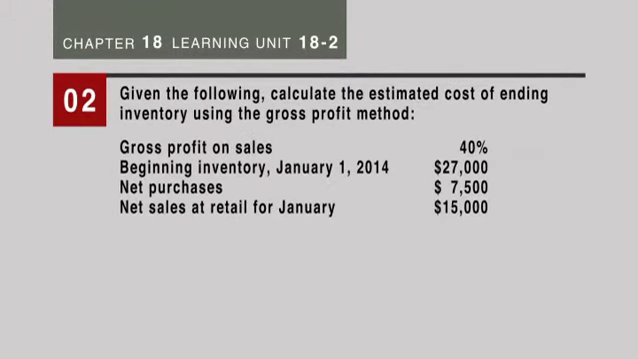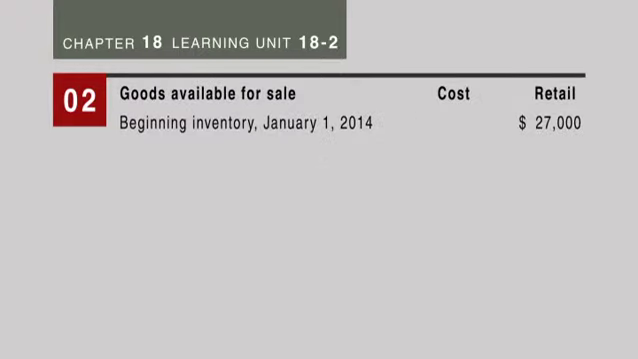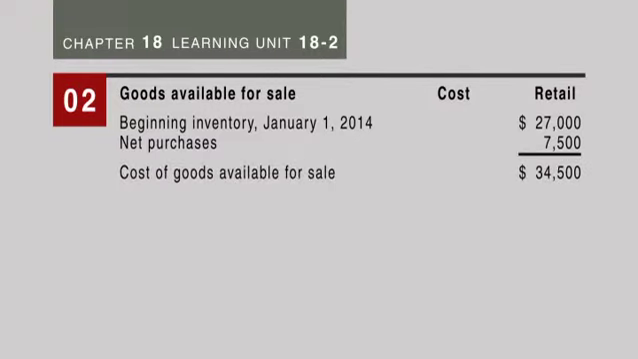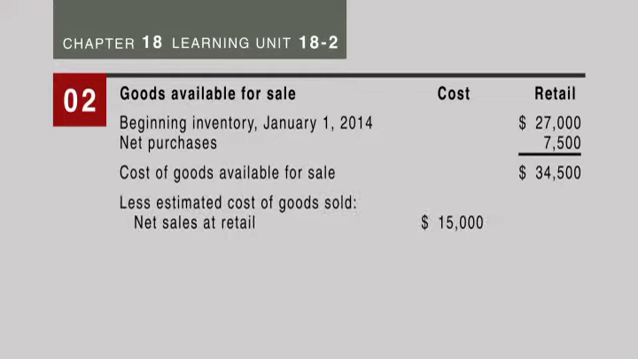For number 2, we're going to calculate the estimated cost of ending inventory using the gross profit method. So we have beginning inventory of $27,000, net purchases of $7,500 for a total cost of goods available for sale of $34,500.